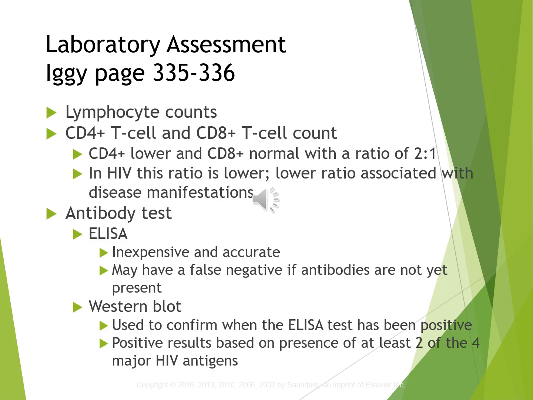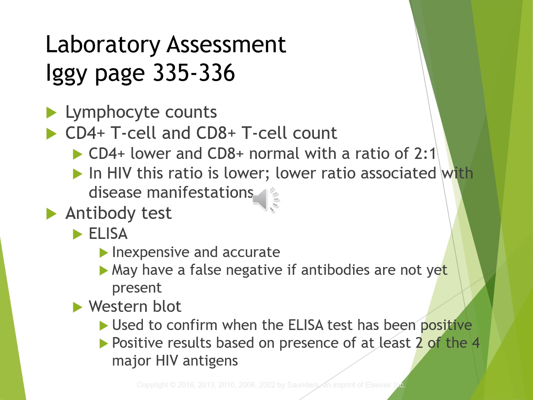Okay, so now we're going to switch gears and talk a little bit about some of the labs they use in patients with HIV or to find HIV. They will do a CBC because they will look at that lymphocyte count. Typically, patients who have HIV will be leukopenic, or that lymphocyte count will be down. They'll also look at the CD4 and the CD8 T cell count. Normally, the ratio is about 2 to 1, so you have twice as many CD4s as CD8s. In HIV, this ratio is lower, and the lower ratio is associated with disease manifestations.